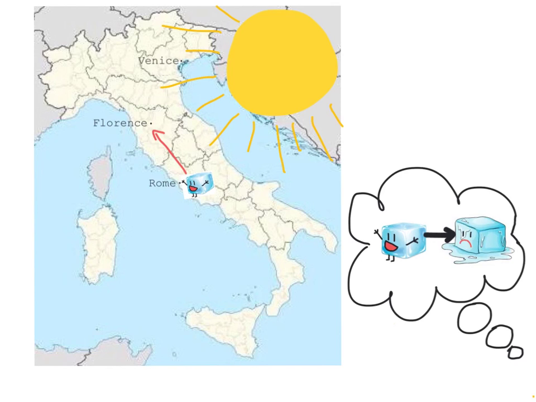Right now, James is a solid, and his molecules are very tightly packed together and non-moving. Once exposed to the sun, which produces thermal energy, his molecules will break apart and become a bit more freely moving, making him a liquid.